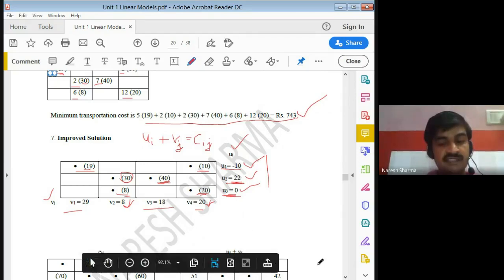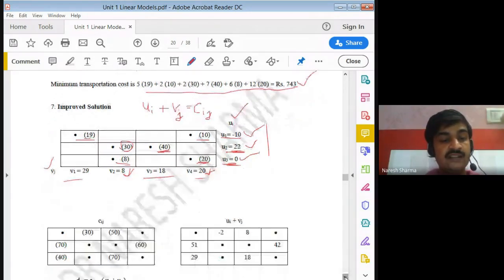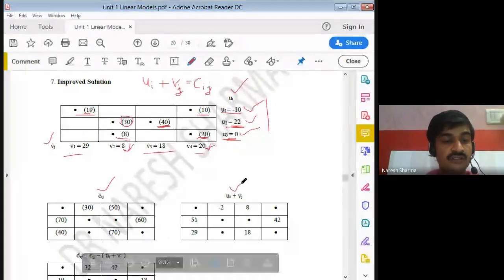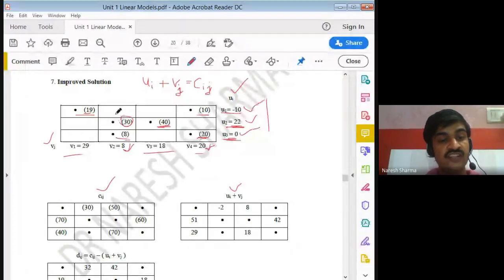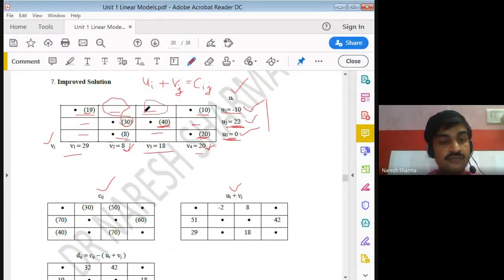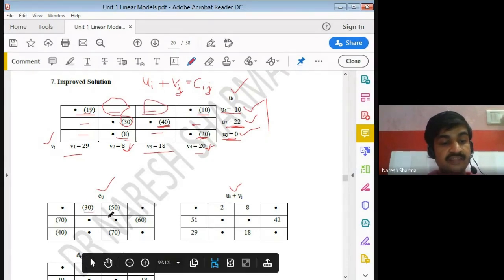After doing this, you calculate Dij. For Dij, we require the difference between Cij and U plus V, but for the cells having no allocation in the previous solution. So just write down the cost from the master table. Given the statement, it is 30, 50, 70, 40, 40, 70, 60.